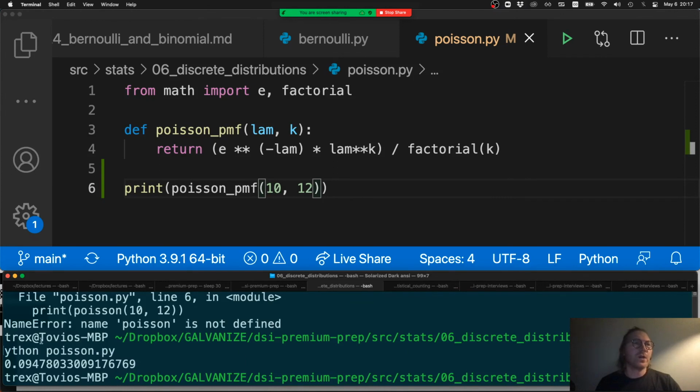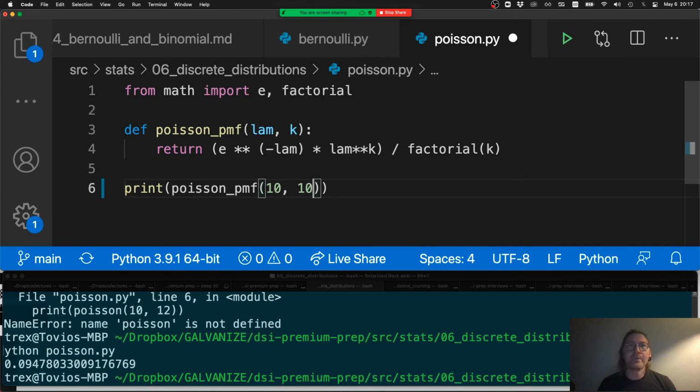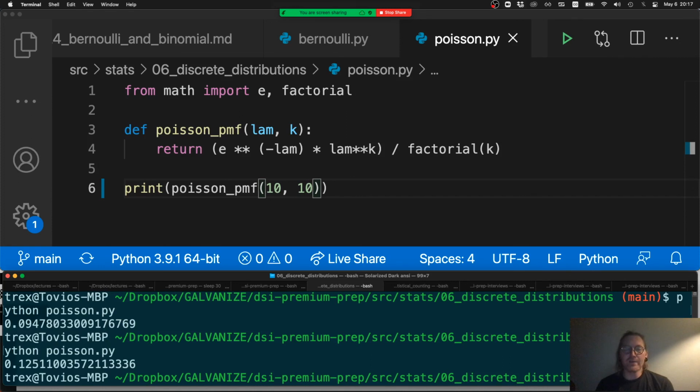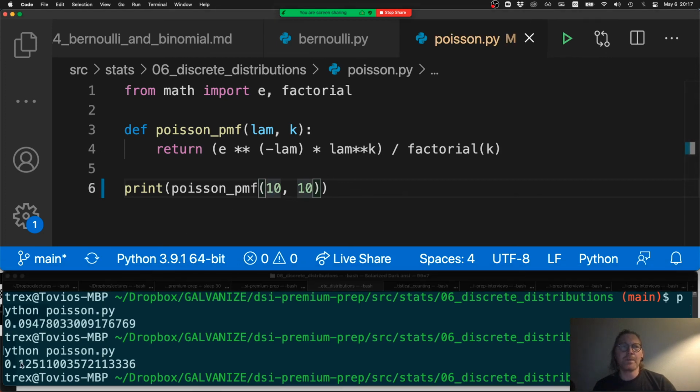Okay, so 0.094. Now, that may seem low, because you're like, well, we would expect 10, right? So 12 should have a fairly high probability, but let's look at the probability of 10, right? If our expectation is 10, what is the probability of 10? It's 0.125. So that's something to notice, is that we are considering a distribution. And, you know, what is the shape of that distribution? We don't really know yet. We'll have a better idea of it in a little bit.